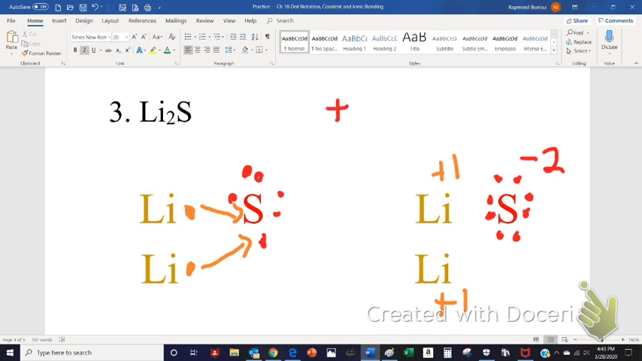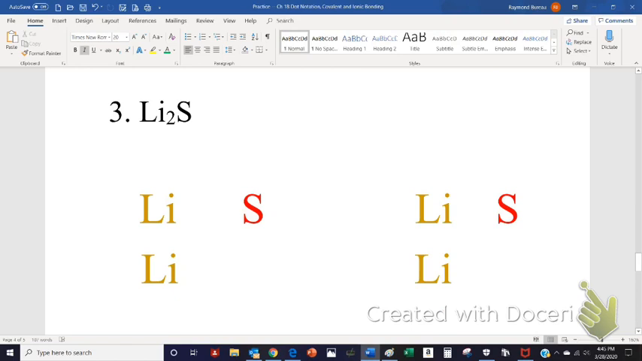So let's do the math. Plus 1, plus 1, and negative 2 all equals 0. I know I did this right because I got 0, and it's the only time I want you to get a 0 in this class. But you look carefully and you see why it takes 2 lithium atoms to match 1 sulfur atom to give us a complete lithium sulfide molecule. All right, one more, calcium chloride.